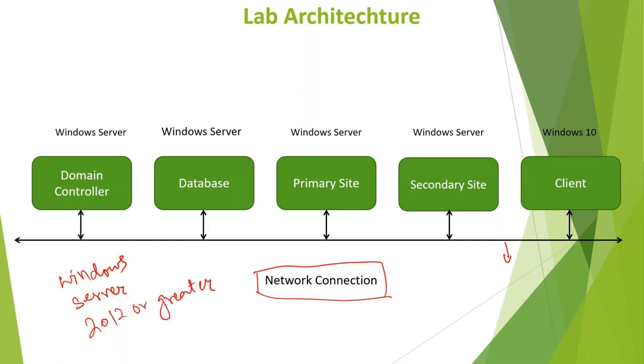So the domain server is the first server we have to create. Second server, database. Third server, our primary site server. Fourth server, our secondary site server. And the fifth one is not a server, it's a client machine, Windows 10 or Windows 11, anything of your choice. All of them will be on the same network so that they can talk to each other. Clear, guys?